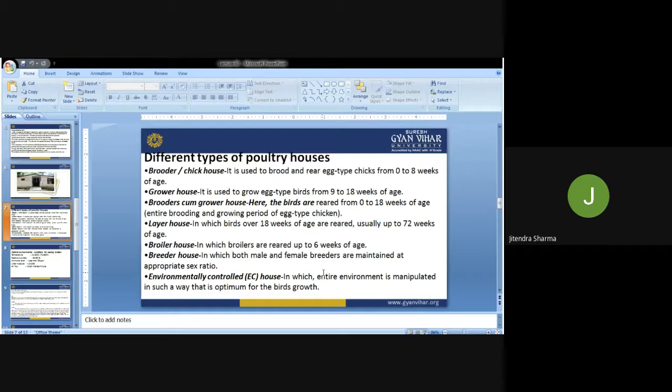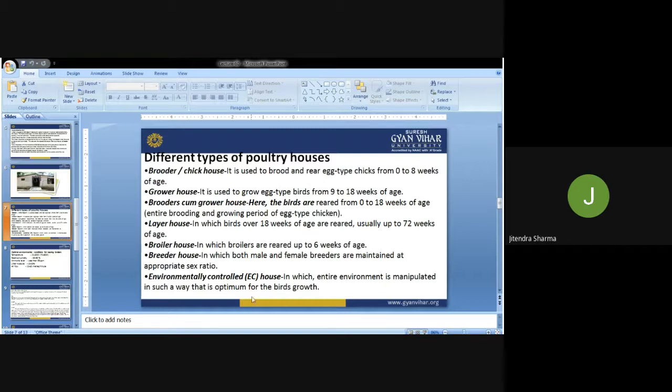Then the environmentally controlled house, in which the entire environment is manipulated in such a way that it is optimum for bird growth. That environmentally controlled housing is very much important and has its own impact. If we build a house like that, then in adverse conditions we can save the birds. If there is adversity in the environment, we can keep these birds in these houses and sustain their normal growth and development. So these are the important types that we have discussed here.